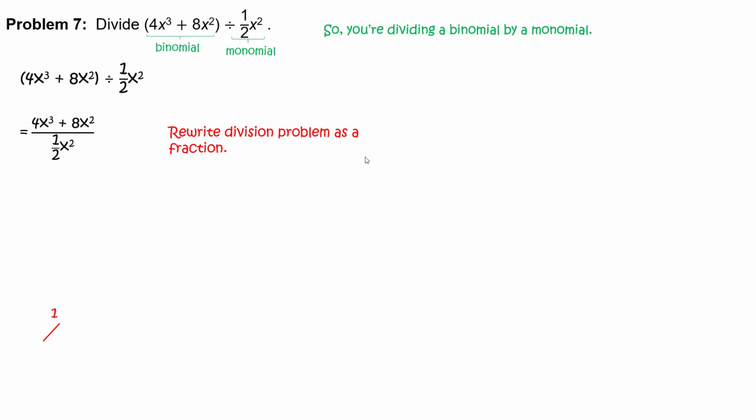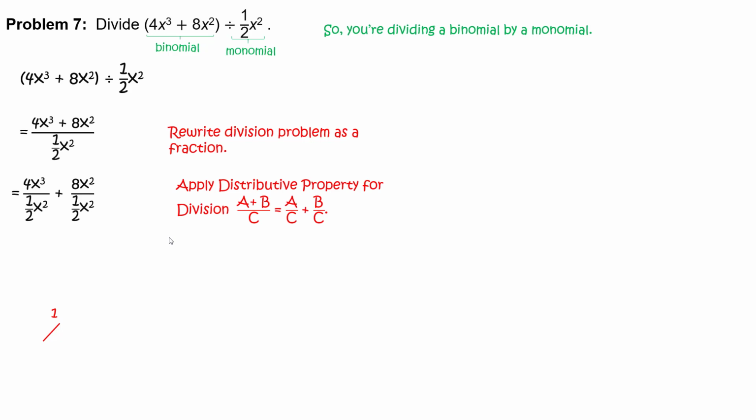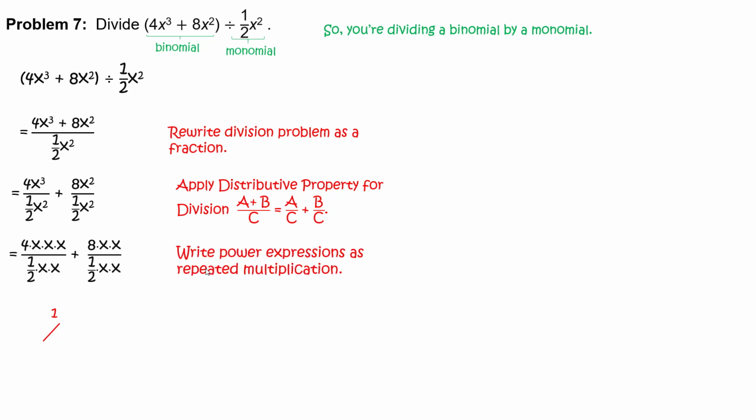Okay, so I'm going to rewrite the division problem as a fraction. Here it is. Then I'm going to apply the distributive property for division. So I brought it back to a sum of 2 things divided by 1 term. It can be split in the following way: 4x cubed divided by 1/2 x squared, plus 8x squared divided by 1/2 x squared. I'm going to write things out as repeated multiplication. X cubed is 3 x's, x squared is a product of 2 x's.